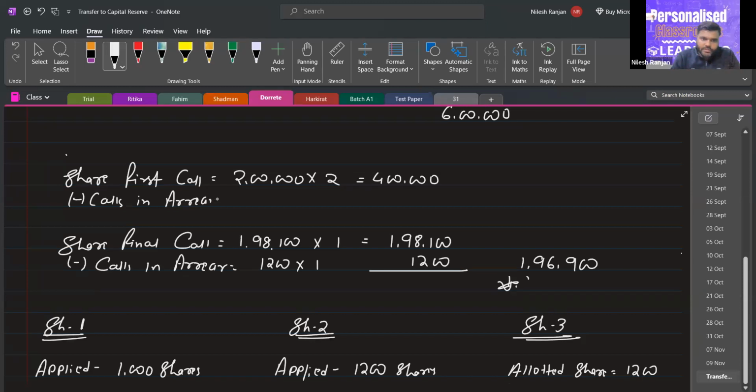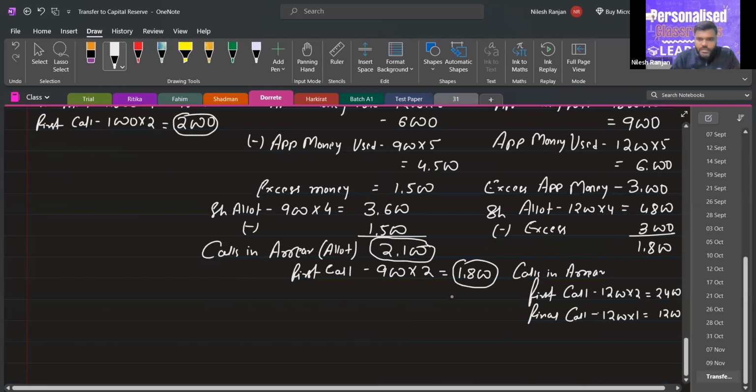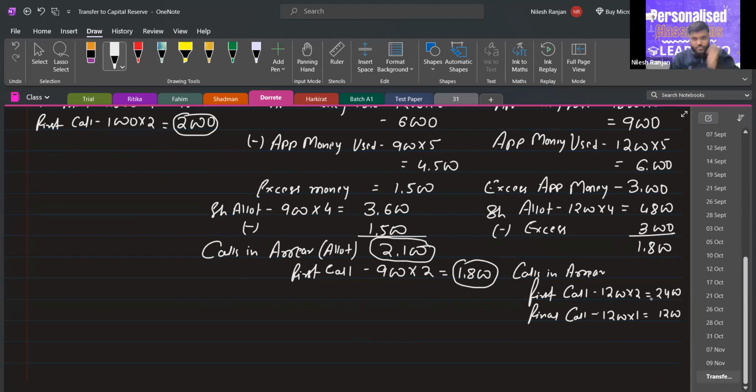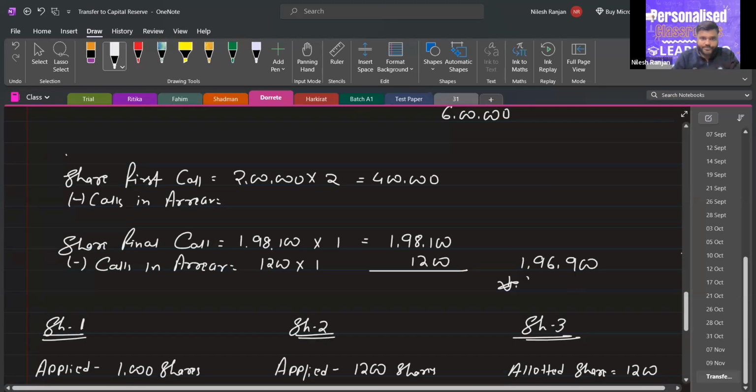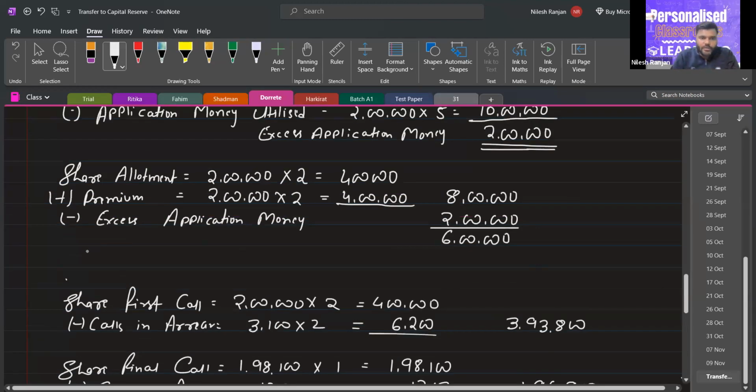In first call, there is call scenario. So calls in arrear, how much? First call scenario is 2,000 here, 1,800 here, so total 3,800, and 2,400 here, so 6,200. 6,200, 1,000, 1,200 and 900, 21, 31, 3,100 into 2, 3,93,800. And now the call scenario in allotment.